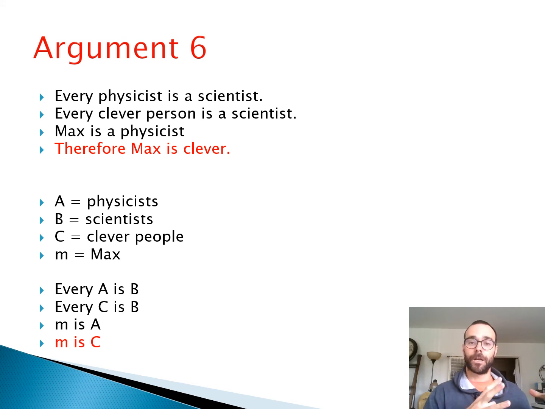Here again, going back to the three-circled Venn diagram, there are three predicates and a person's name. So we're going to get three circles, and then we're going to have a lowercase letter that we will be placing within those circles. Every A is B. Every C is B. M is A, therefore M is C.